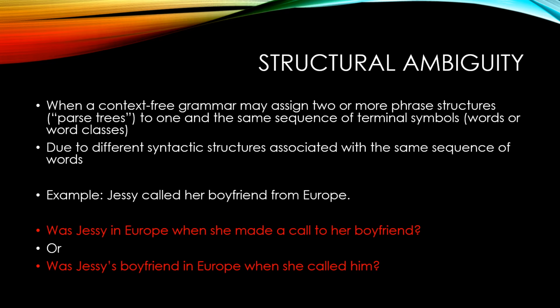And lastly, structural ambiguity, when a context-free grammar may assign 2 or more phrase structures, parse trees, to the same sequence of terminal symbols, word-to-word classes. In other words, due to different syntactic structures associated with the same sequence of words, we have an ambiguity in the actual meaning of the sentence. An example is "Jessie called her boyfriend from Europe." Although the sentence is correct, we technically don't know if Jessie was in Europe when she made a call to her boyfriend, or was Jessie's boyfriend in Europe when she called him.